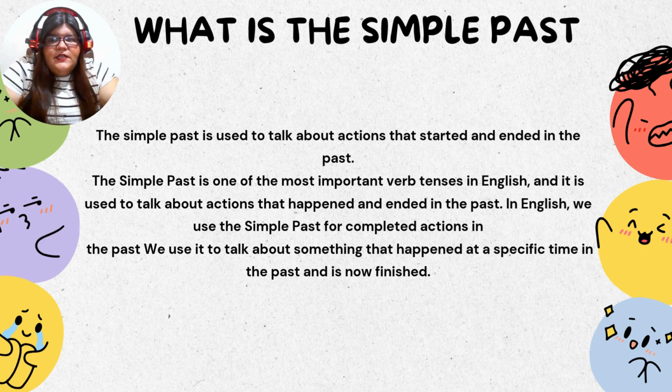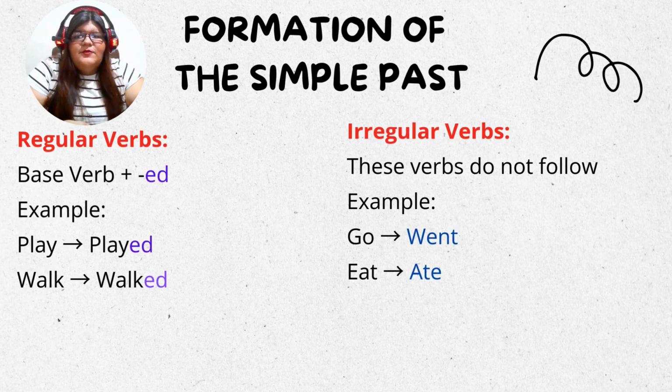In English, we use the simple past for completed actions in the past. We use it to talk about something that happened at a specific time in the past and is now finished. To begin with, we will see the formation of the simple past and how we are going to do that. The first step is to see how to conjugate the verbs in the past, right? And the regular and the irregular verbs.